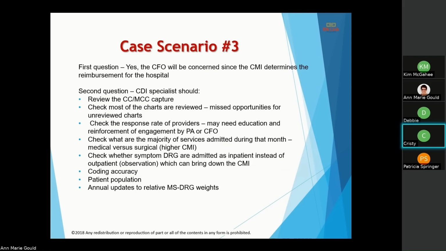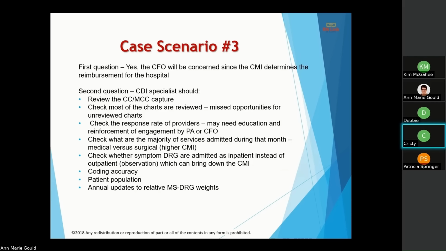And then coding accuracy, like the mismatch, and then the patient population. Do you have a younger generation or an older one? If you have a younger patient population in a particular month, of course they have less comorbidity or mortality, while an older population has more chronic illnesses, which you could query. And also the annual updates to the relative MSDRG weights. So there are some annual updates, and you could also compare what the relative weights of the MSDRGs were.